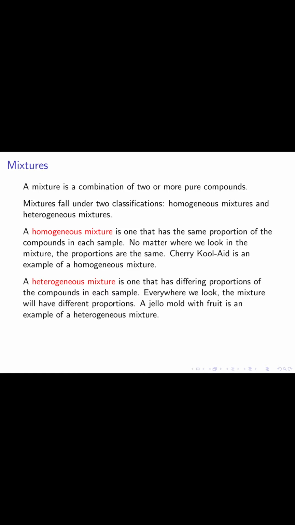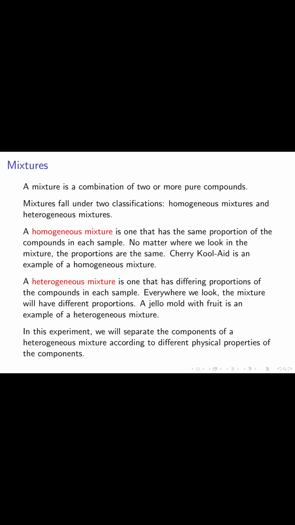A heterogeneous mixture, on the other hand, is one that has differing proportions of the compounds in each sample. That is, everywhere we look, the mixture will have different proportions. A Jell-O mold with fruit is an example of a heterogeneous mixture. We can clearly identify the regions that are Jell-O and the regions that are fruit. In this experiment, we will separate the components of a heterogeneous mixture according to different physical properties of the components.